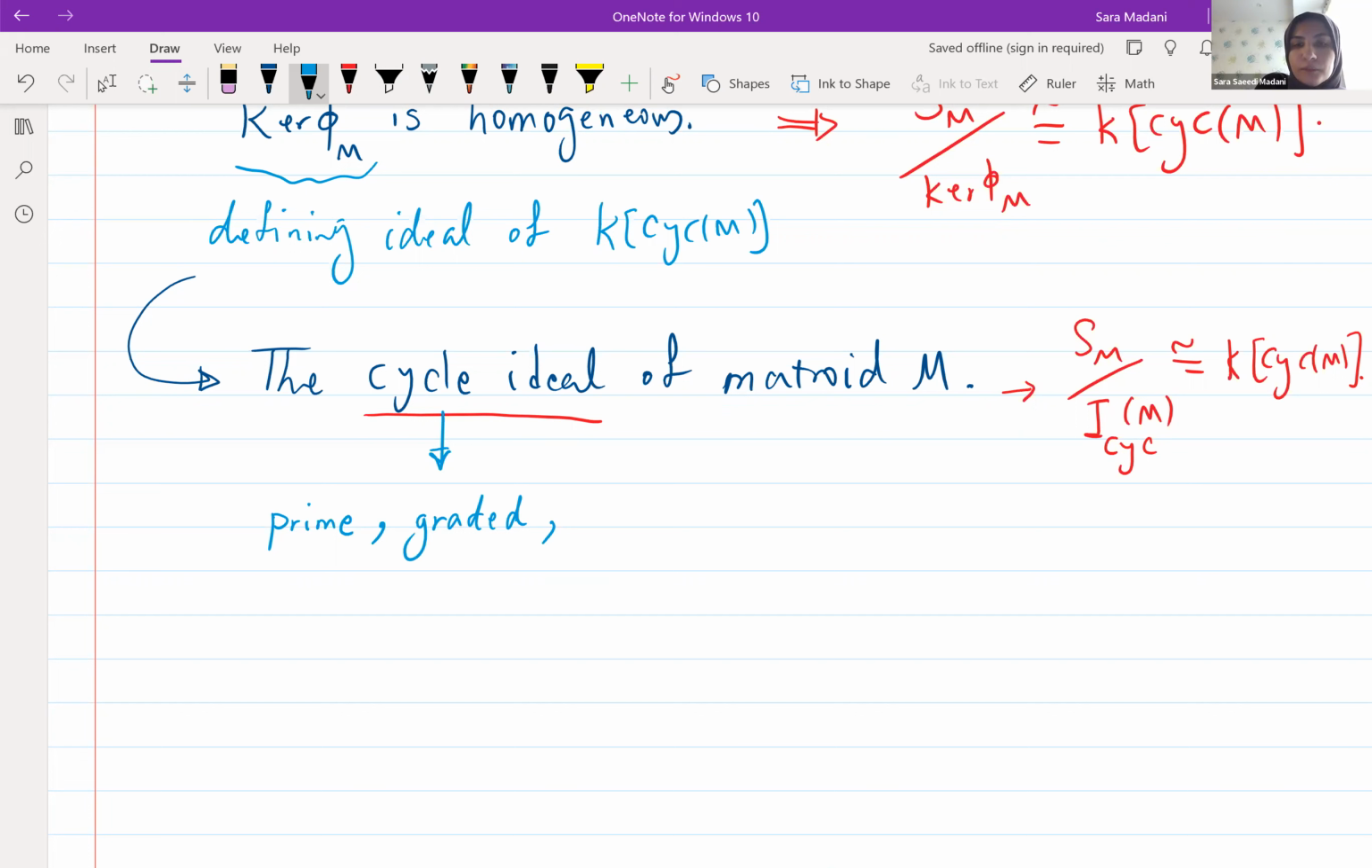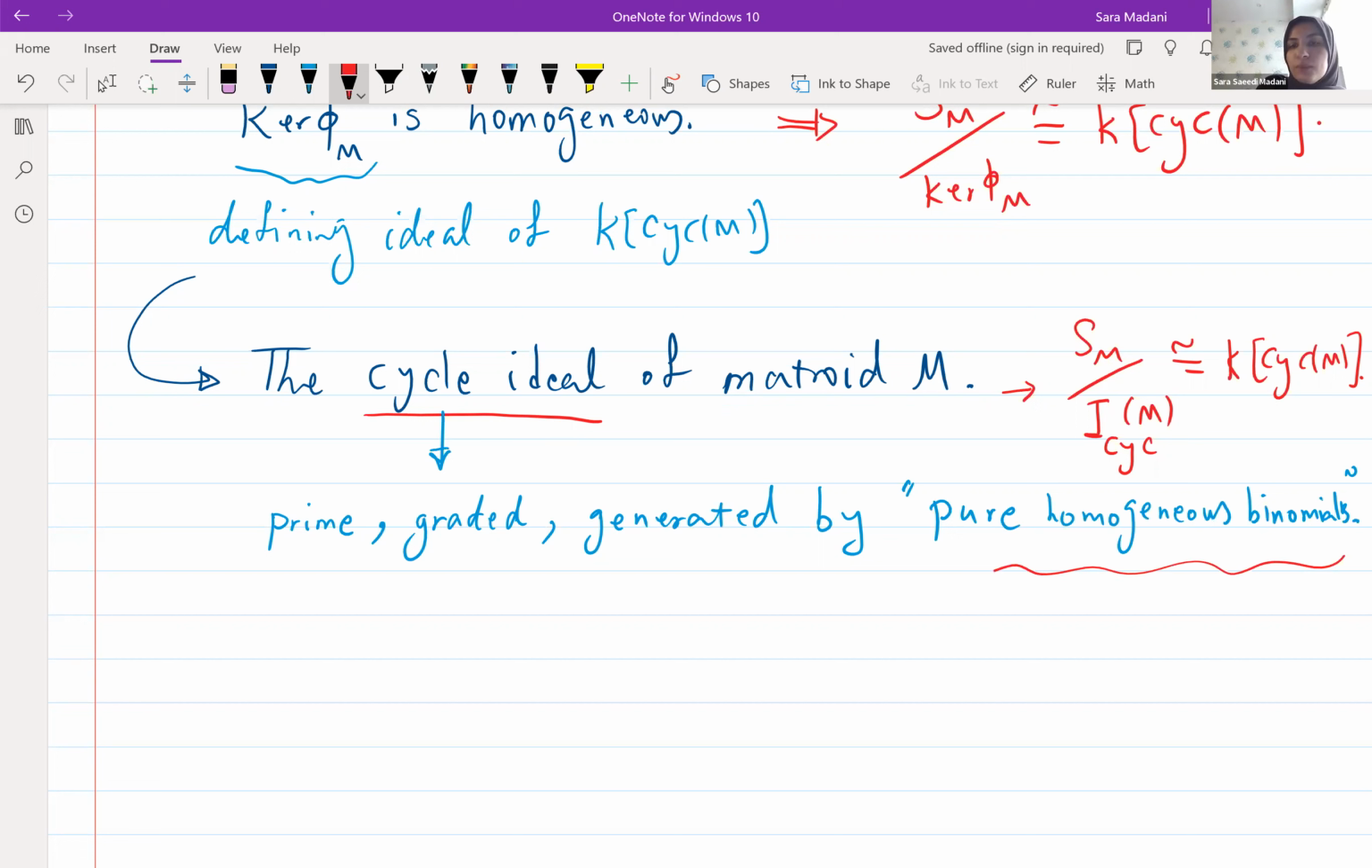So generated by the so-called pure homogeneous binomials. So by pure homogeneous binomials, we mean binomials of this type. So binomial is just the subtraction of two monomials, maybe with some scalar multiplication. But when we say pure, there is nothing, just two monomials like this. And I look at here, my kernel, my cycle ideal lies in this polynomial ring.